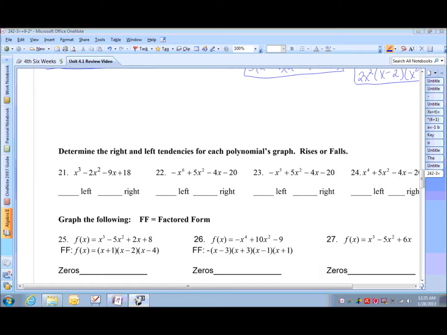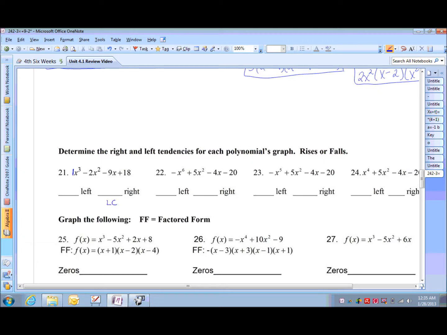Okay, so now we're moving on to the graphing higher degree polynomial problems. In problems 21 through 24, they want to know the right and left tendencies for each polynomial's graph. You always look at the right first. So on problem 21, we're going to look at the right first, and we consider the leading coefficient.